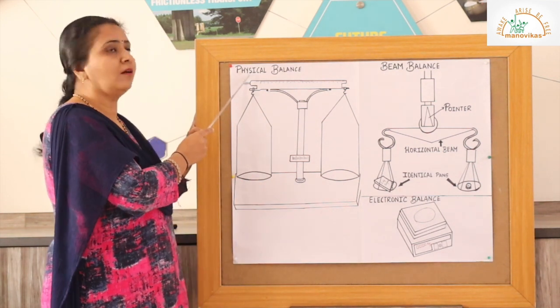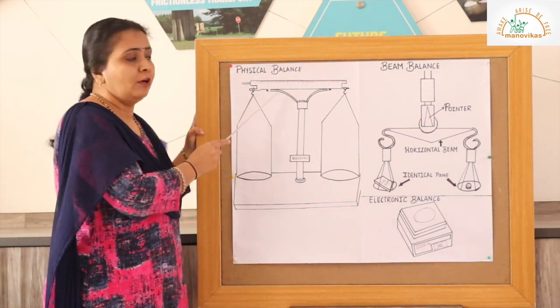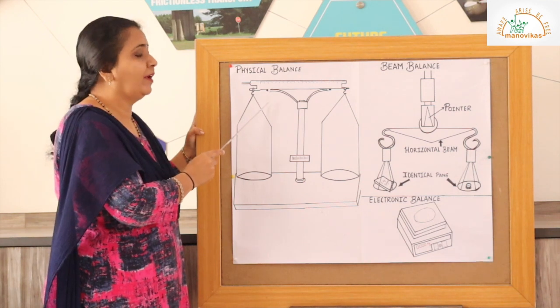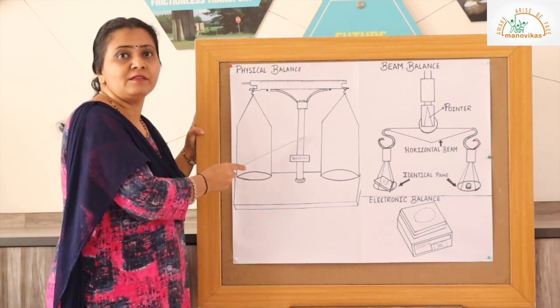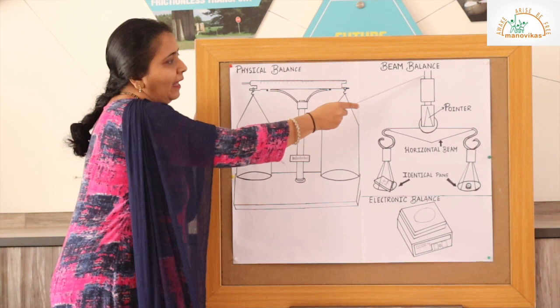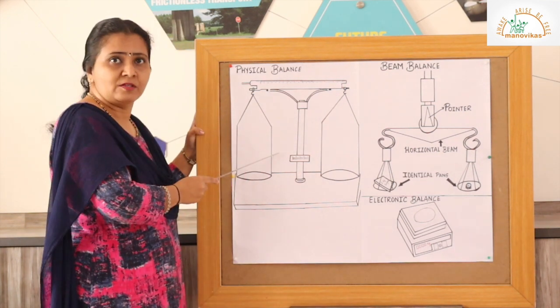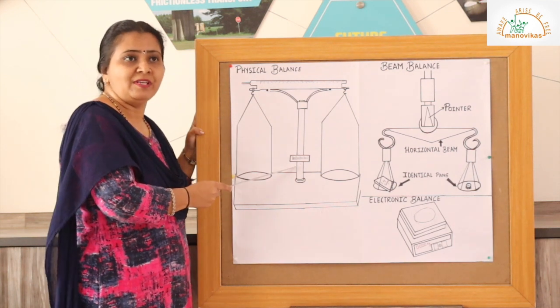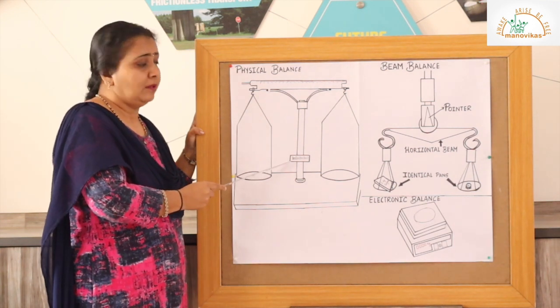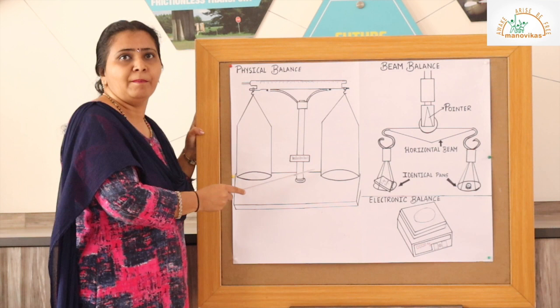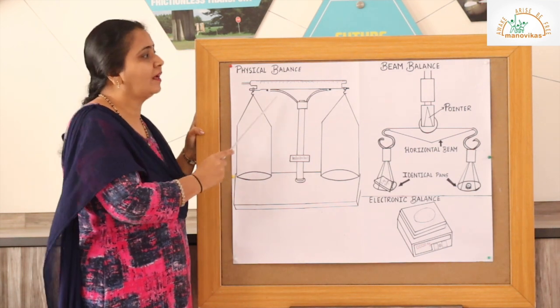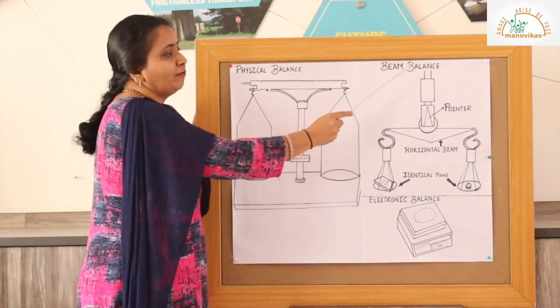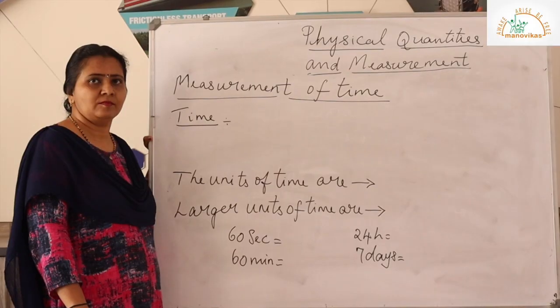Now let us see the physical balance. This is a very modified and sensitive model of a beam balance. And this balance is mainly used in science laboratories to measure the chemicals to get accurate measurement. So these are the instruments used for measuring mass.